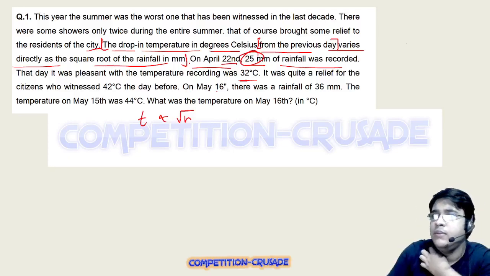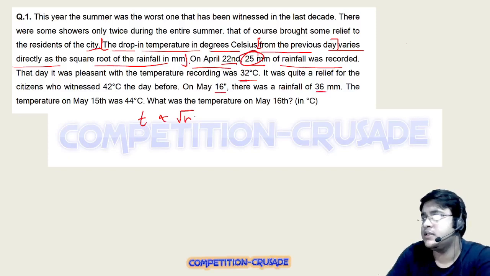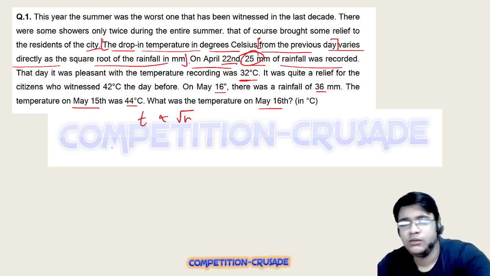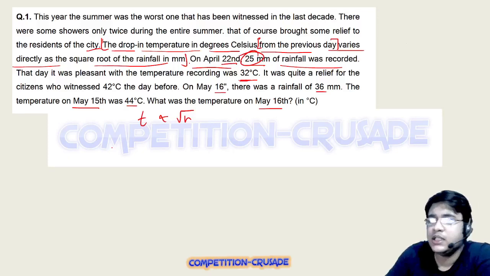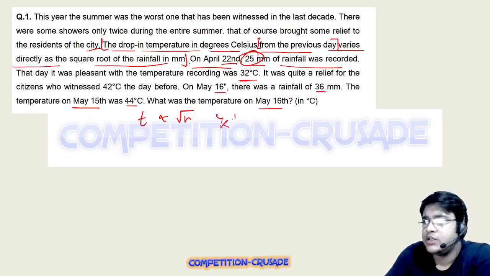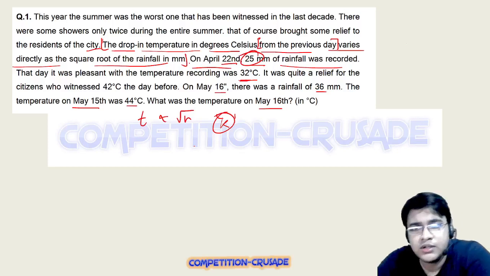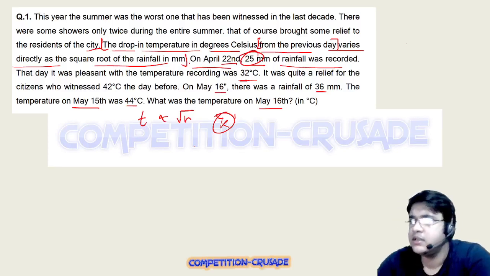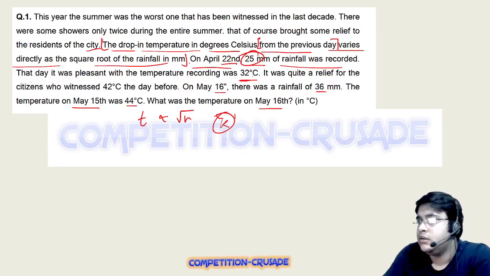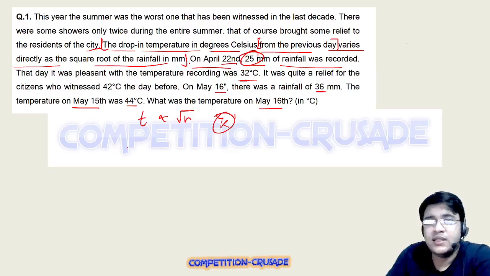Okay. On May the 16th, there was a rainfall of 36 millimeter. The temperature on May 15th was 44. What was the temperature on May 16? Now, basically what they're asking you to find out is the constant of proportionality. If you are able to find out the constant of proportionality, you will be able to answer this question. So 32 degrees Celsius and 42 degrees Celsius. So what is the actual drop in temperature if I ask you? The actual drop in temperature is 10 degrees Celsius. That is equal to, now see what I am doing.